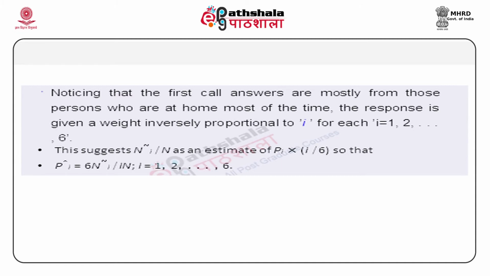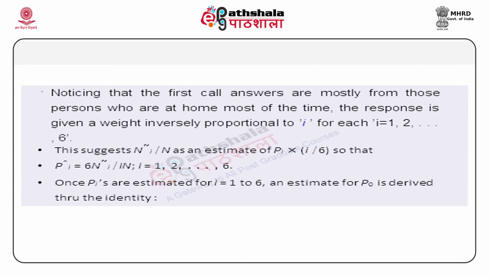i over 6 is the chance of the person being at home, and therefore you take the reciprocal, 6 Ni tilde over i N. Once these Pi's have been estimated for i equal to 1 to 6, an estimate of P0 is derived from the identity 1 equal to this total. That gives you an estimate of P0. Remember, P0 is not N0 tilde. N0 tilde is all those who are not available today. That includes people who are available on other days. P0 means all those who are not available at all. That number you do not get from today's survey. Today's survey N0 tilde involves the P0 component plus something more, and that is exactly mentioned here.